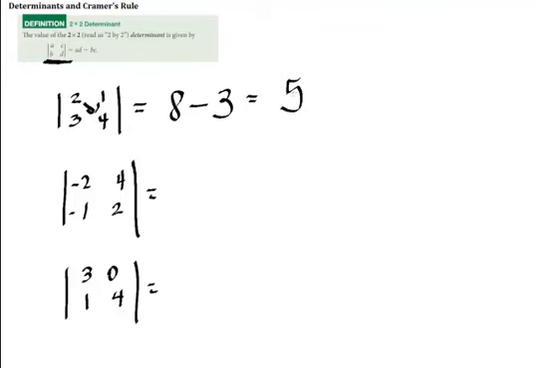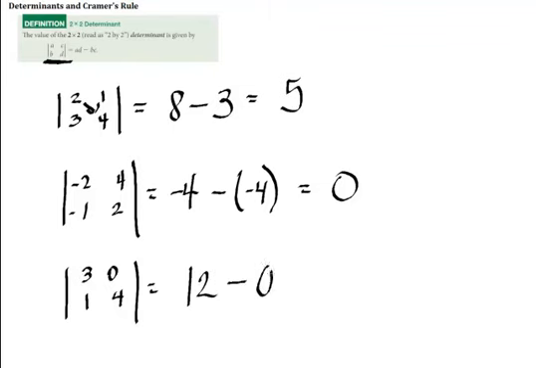Let's throw a few negatives in here. Negative 2 times 2 is negative 4, minus negative 1 times 4, which is a negative 4. Performing this computation, looks like I have a 0 for this one. And then I'll do one where we have a 0 in here. So 3 times 4, that's 12, minus 1 times 0, that's 0. The answer to that determinant is 12. So let's do Cramer's rule.